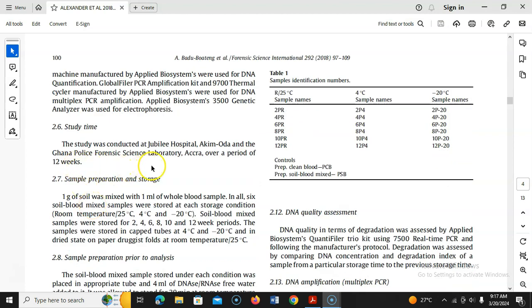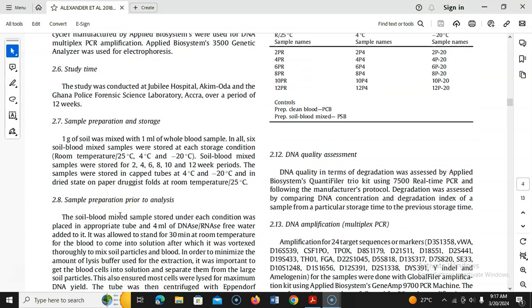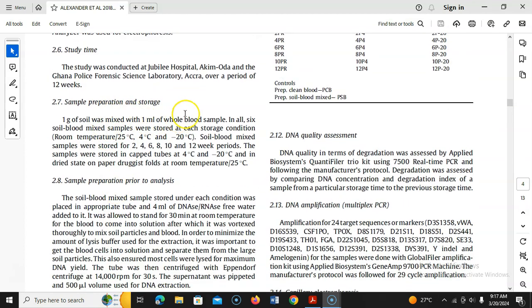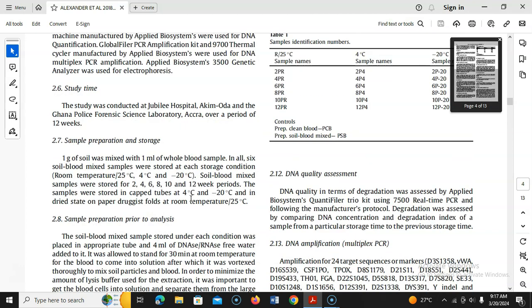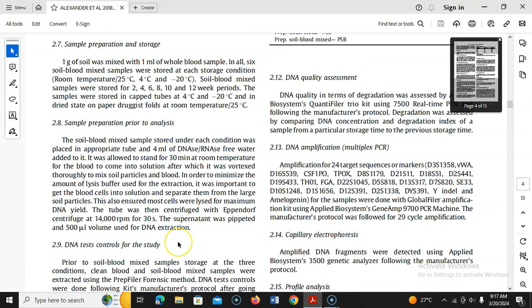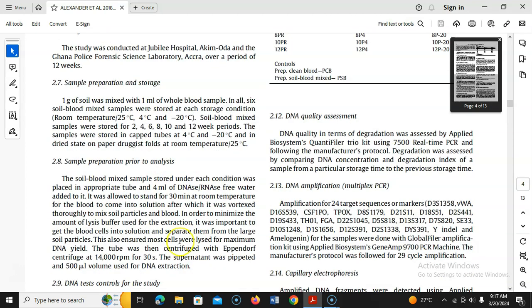Study time. The study was conducted at the Jubilee Hospital and the Ghana Police Forensic over a period of 12 weeks. So, sample preparation and storage, sample preparation prior to DNA analysis, and sample identification numbers. So, let's look at the DNA quality assessment. So, after extraction, how they assess DNA quality.